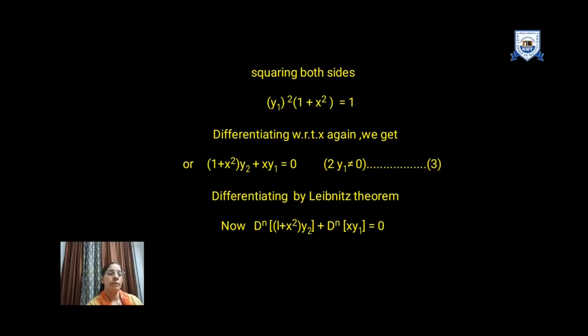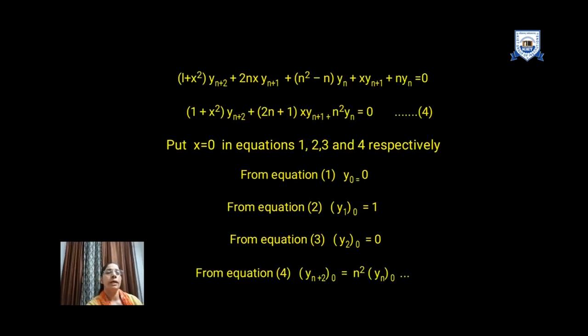Now we can use Leibniz theorem here because this is the product of two functions in equation number 3. So differentiating n times by Leibniz theorem, we get the identity in the (n+2)th differential coefficient, the (n+1)th differential coefficient, and y_n. Then put x equals 0 in equations number 1, 2, 3 and 4, and we get the differential coefficients at x equals 0: y at 0 has value 0, the first order derivative has value 1, the second order derivative has value 0, and so on up to n.